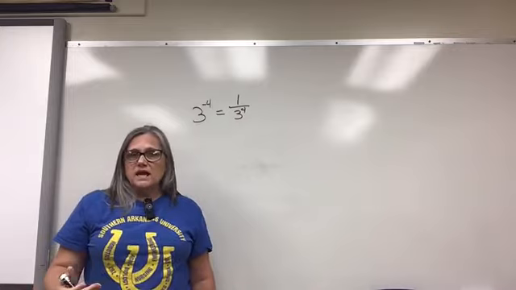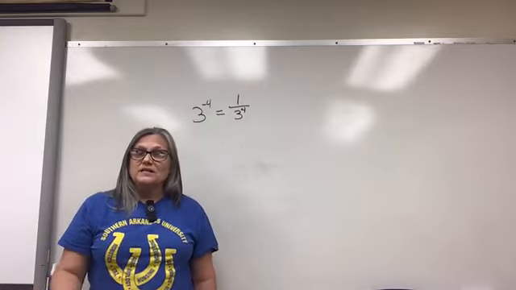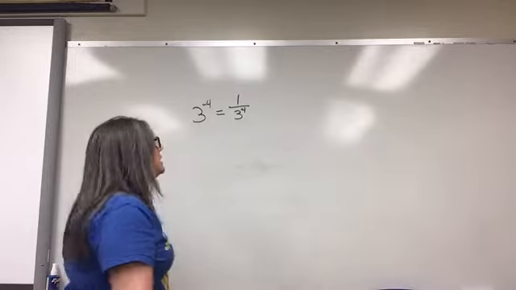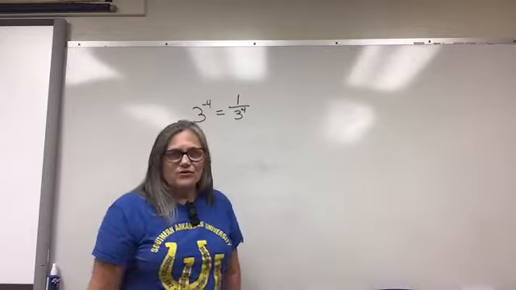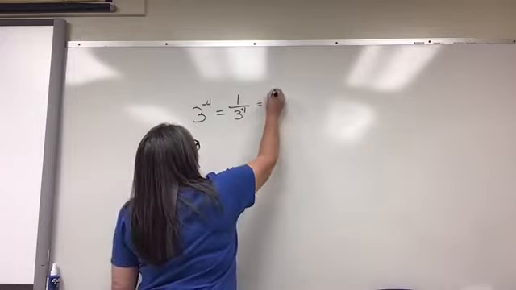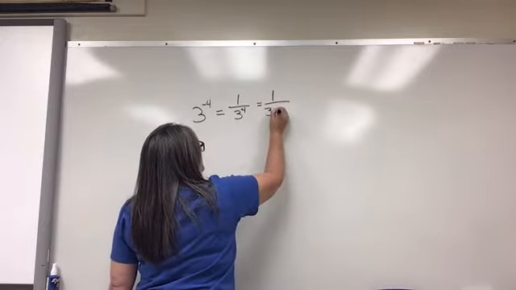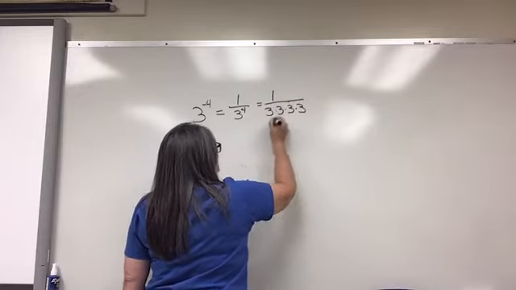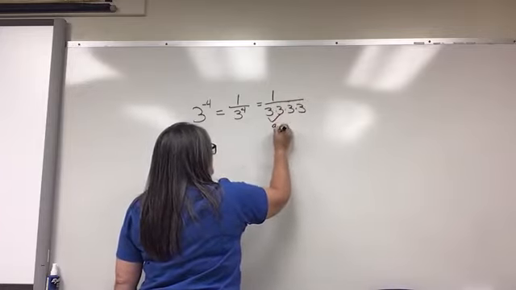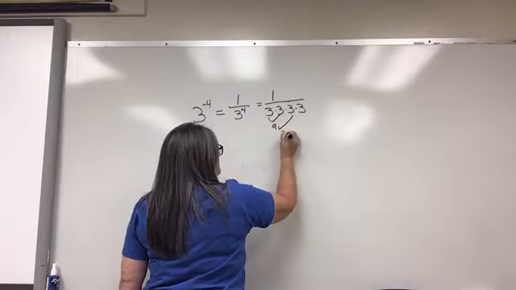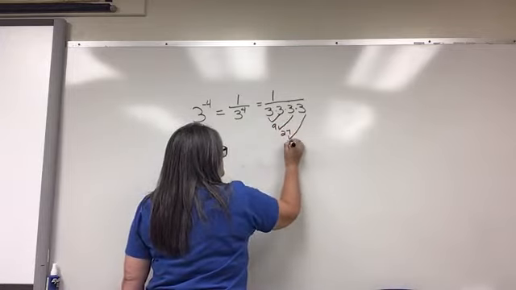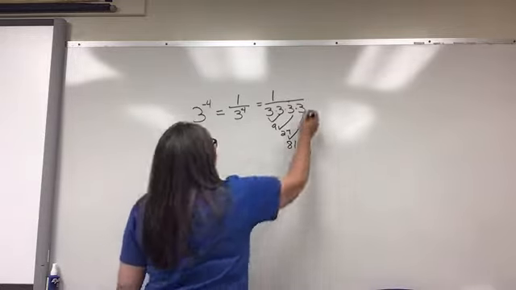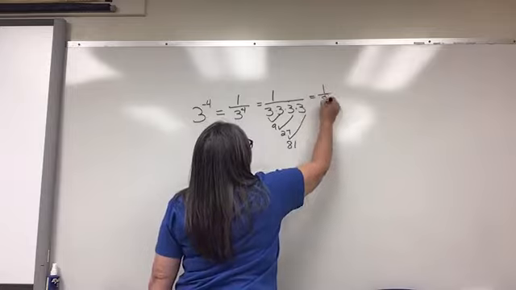So 3 to the negative fourth is just 1 over 3 to the fourth. Now, what does that 3 to the fourth mean? Well, that means that I have to multiply that 3 times itself 4 times. So 3 times 3 is 9, times 3 is 27, and times 3 would be 81. So my answer to this is 1 over 81.